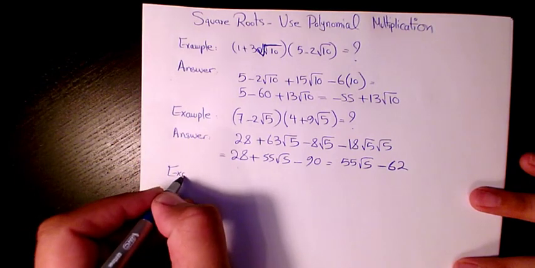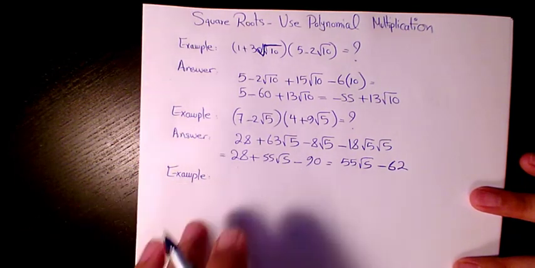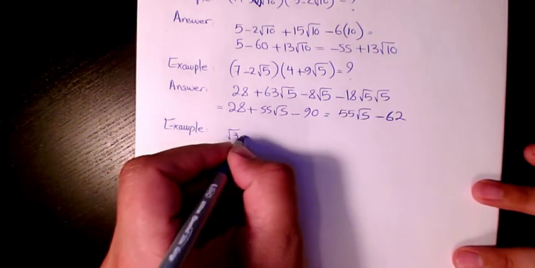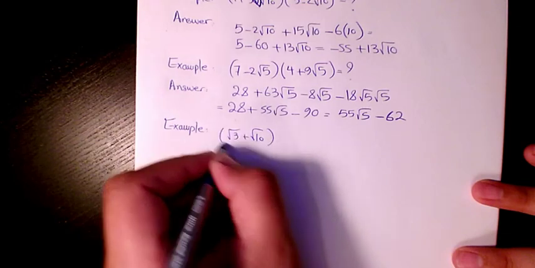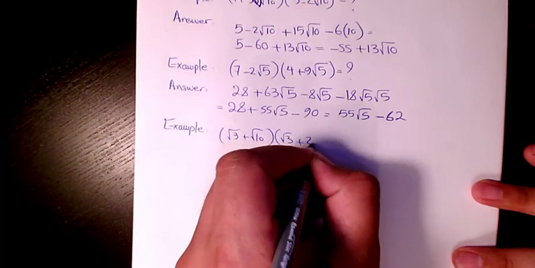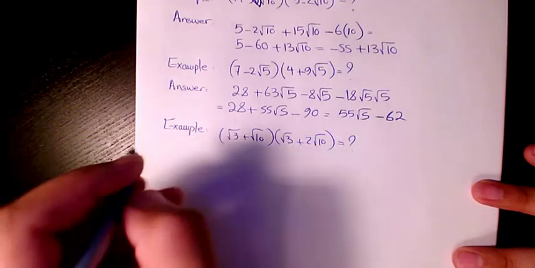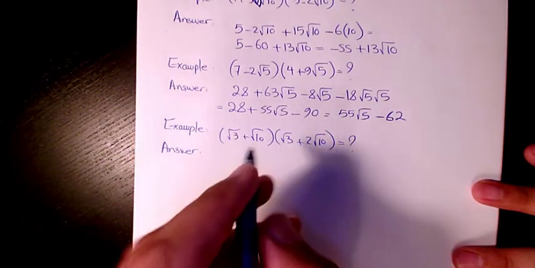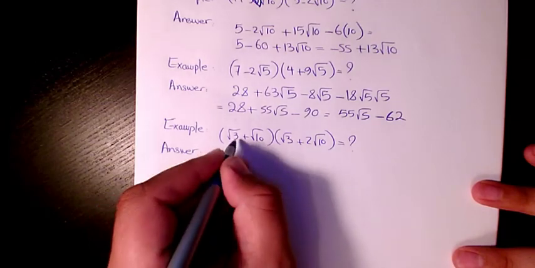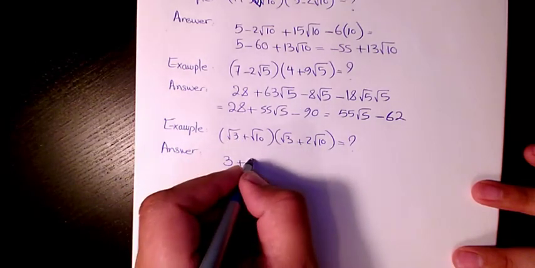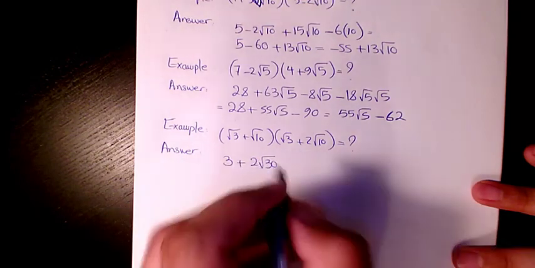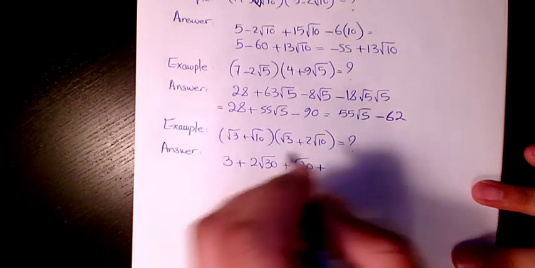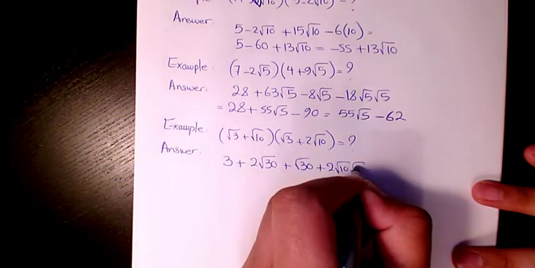Next example is root 3 plus root 10 times root 3 plus 2 root 10. Answer is root 3 times root 3 is 3. Root 3 times 2 root 10 is 2 root 30, plus root 10 times root 3 is going to be root 30, plus 2 root 10 times root 10.